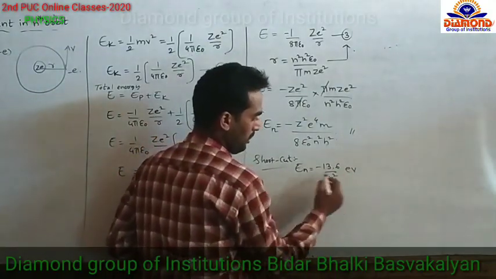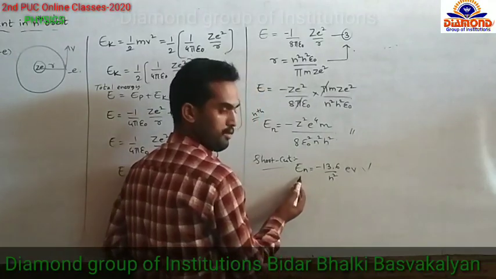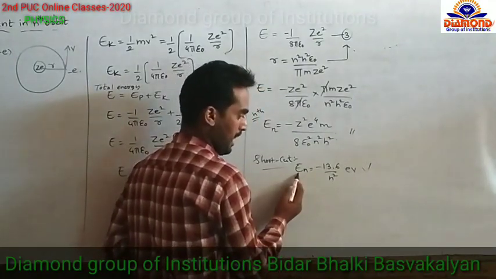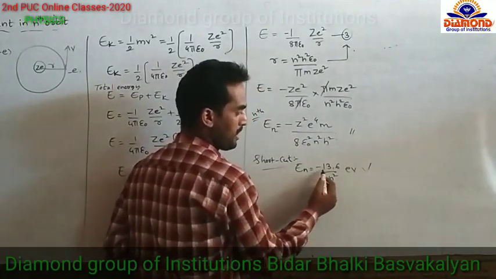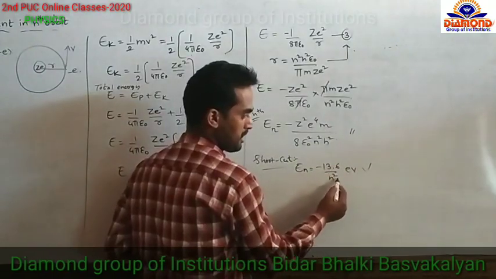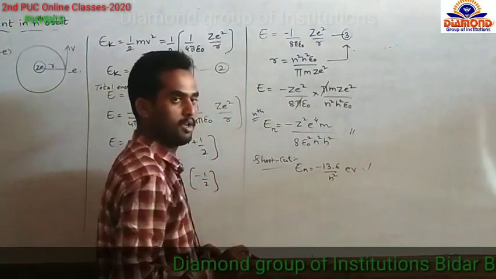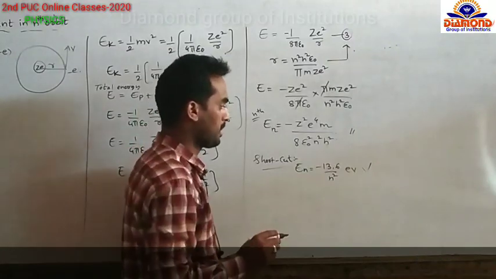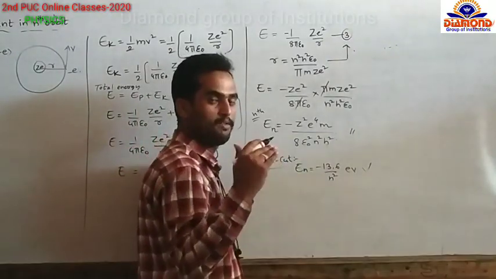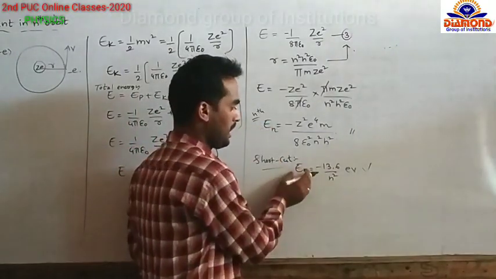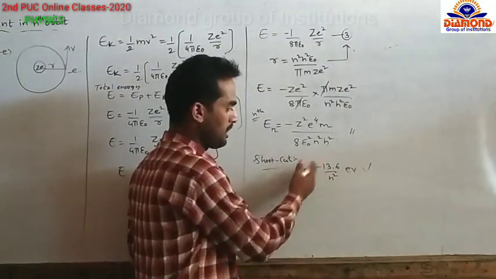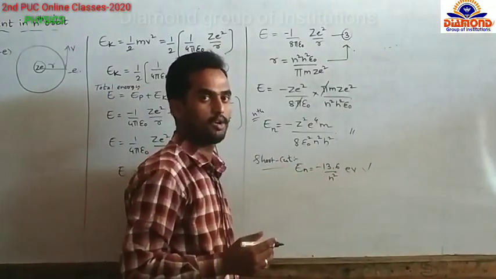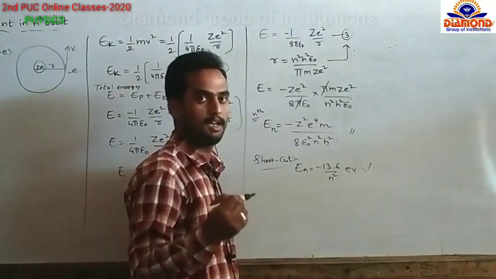So the shortcut formula, you can write it as, remember, En equal to minus 13.6 divided by n square into electron volt, where that n indicates orbit number. That means different orbits have different energy levels. So based on these energy levels, next we are going to study the energy level diagram.